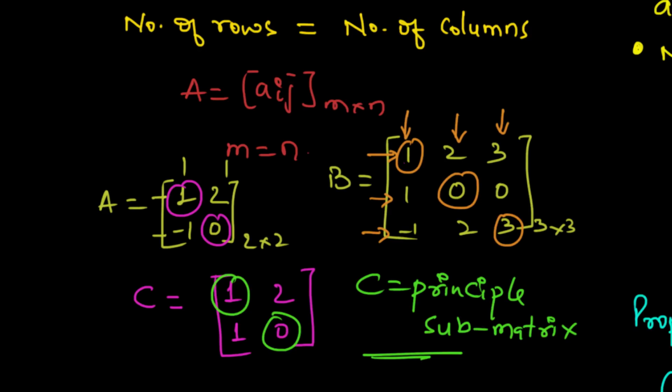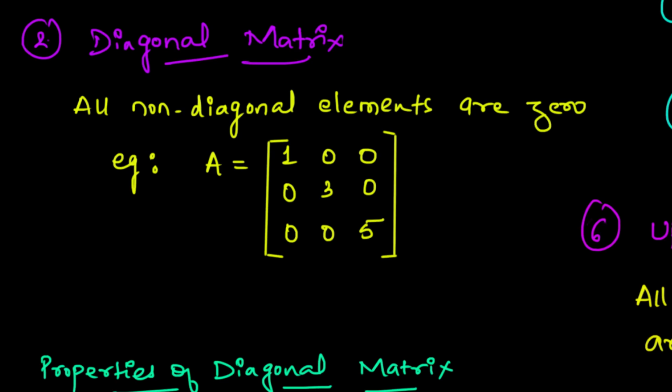Okay, let's talk about the diagonal matrix. In a diagonal matrix, all the non-diagonal elements are 0. Just make a note that all the non-diagonal elements are 0. However, the diagonal elements may or may not be 0, but all the non-diagonal elements have to be 0. So we have A equals 1, 0, 0, 0, 3, 0 and 0, 0, 5. So only the principal diagonal elements are non-zero. The rest of the elements are 0. So A has the order of 3 cross 3.